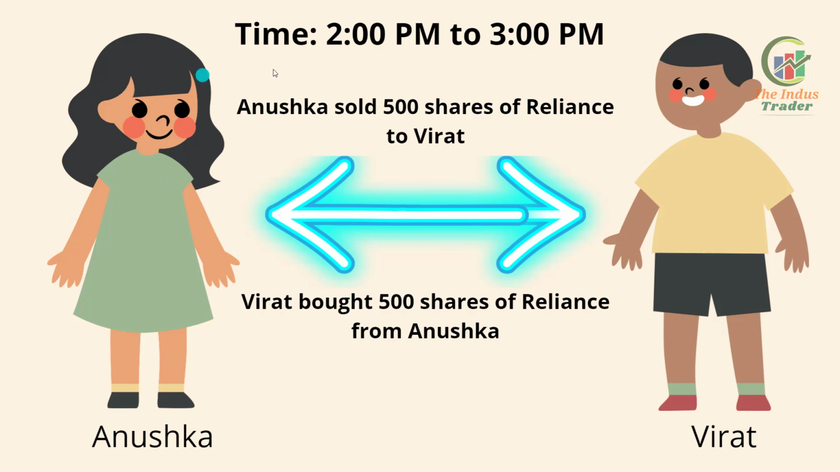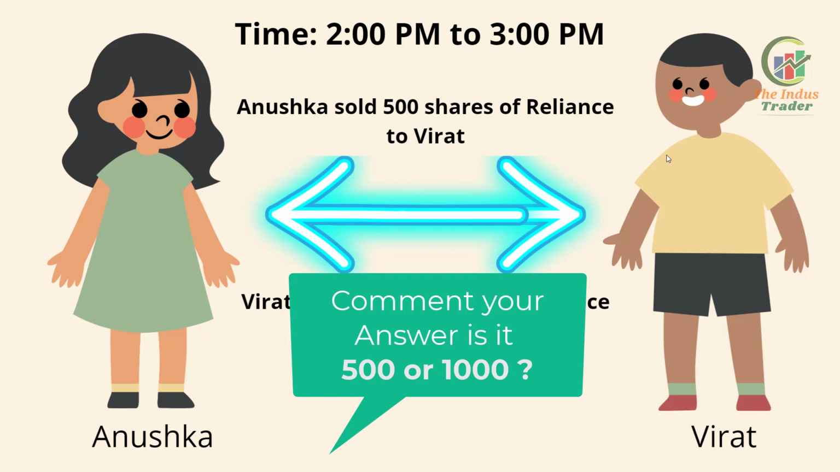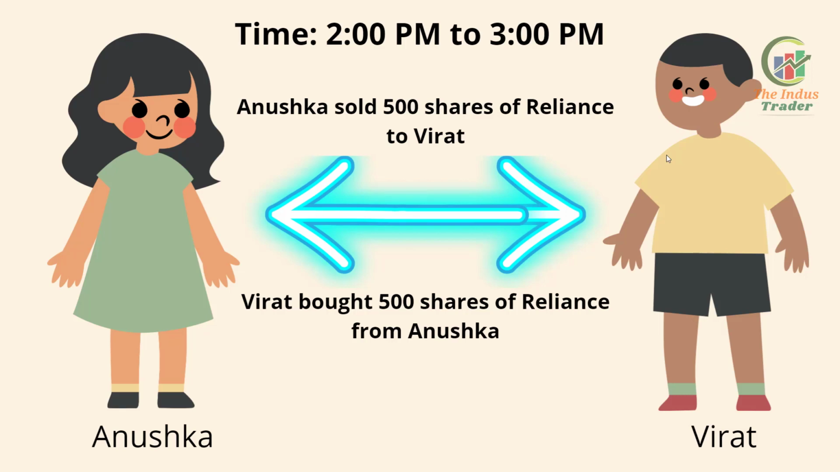That is, the time period is 2 p.m. to 3 p.m. In between, Anushka sold 500 Reliance shares to Virat, and Virat bought 500 shares of Reliance from Anushka. So, what is the volume here? Pause the video and let me know in the comment section, and I'm going to reveal the answer in 1 minute. I hope you have answered, and the answer is 500.